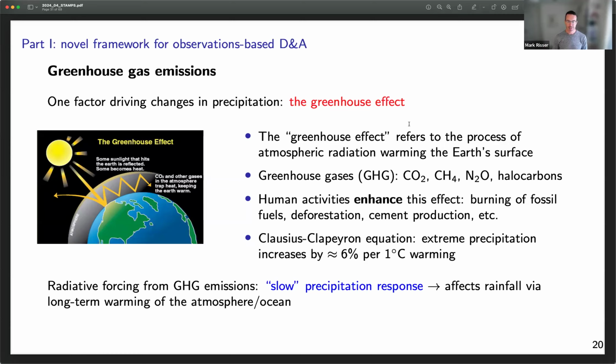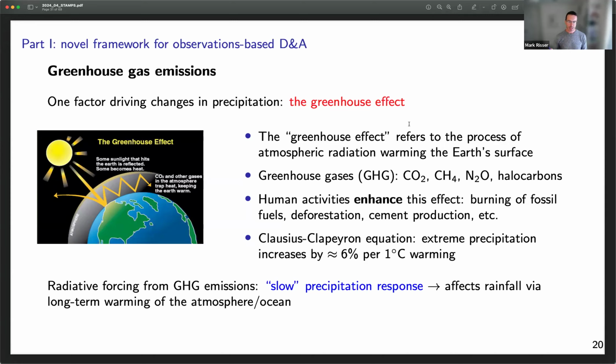And there are a few greenhouse gases that we need to take care of. First is carbon dioxide, but also methane, nitrous oxide, and a few others. And of course, human activities enhance this greenhouse effect, primarily through burning fossil fuels, but also in other ways. So the greenhouse effect means that the Earth's atmosphere is warmed, and human activities are enhancing that effect, the idea of global warming.